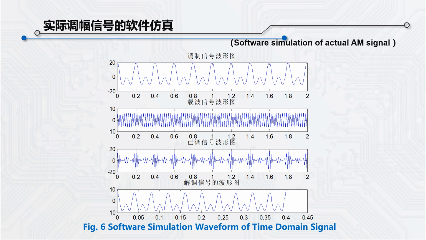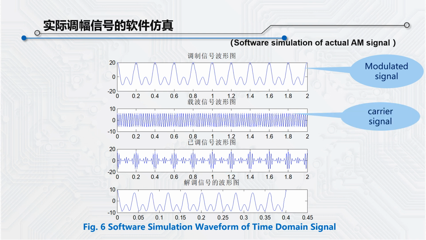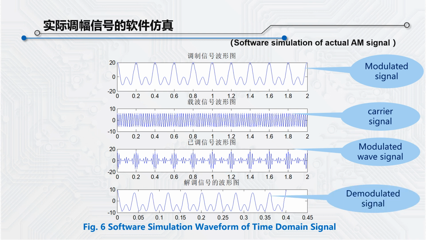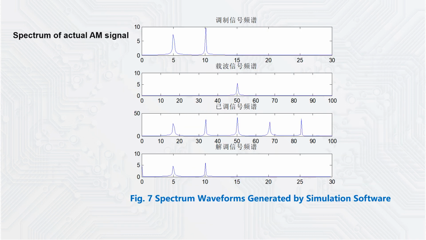Let's look at a waveform simulated by MATLAB. This is the waveform of a modulated signal. This is the waveform of a high-frequency carrier. This is the waveform of a modulated wave signal. And this is the waveform of a demodulated signal.